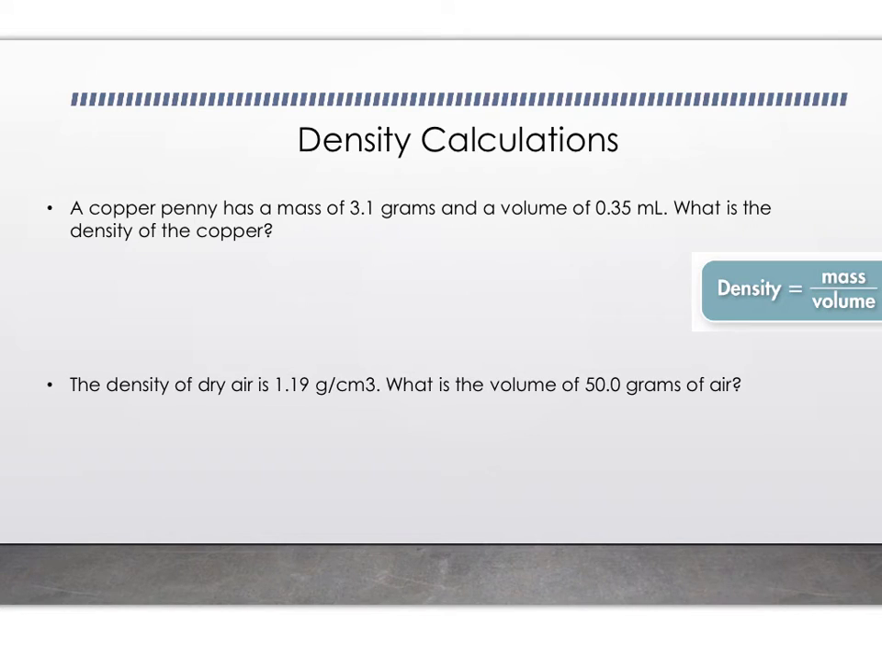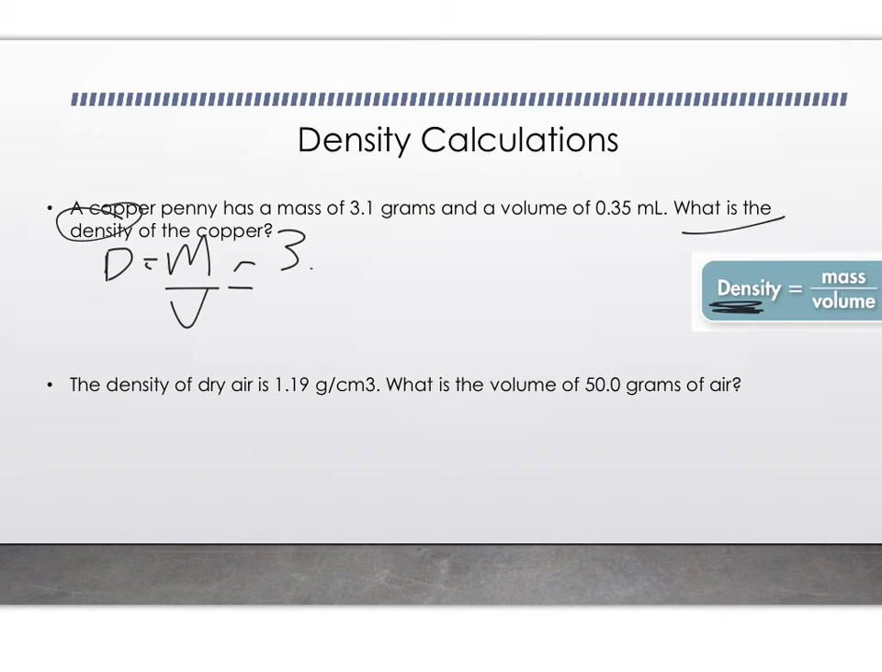Okay, so a few density practice problems. For the first example, a copper penny has a mass of 3.1 grams and a volume of 0.35 milliliters. What is the density of the copper? So we're going to be using this formula, density equals mass divided by volume, which you should know how to calculate. The problem is asking me, what is the density? So I'm looking for the density variable, so I don't have to rearrange my formula. I can just plug and chug my numbers.